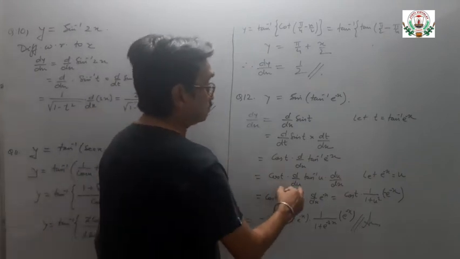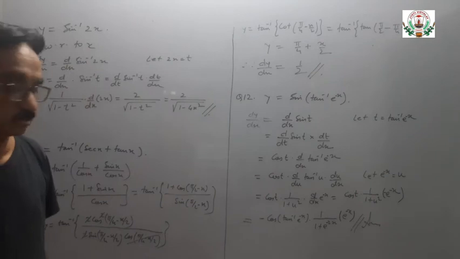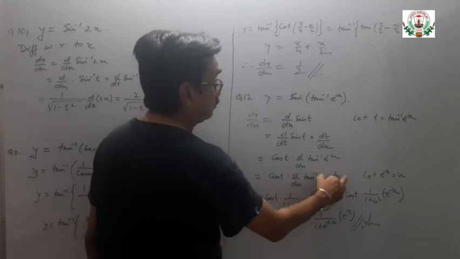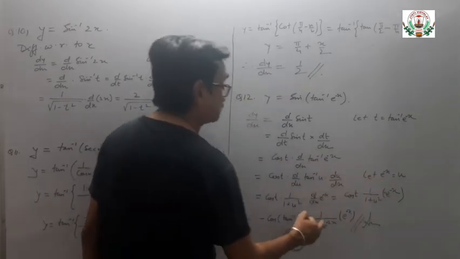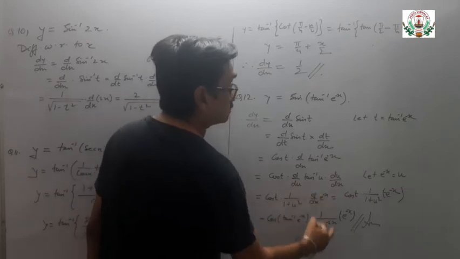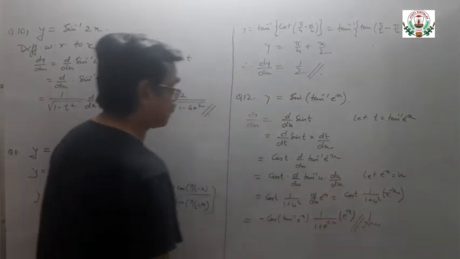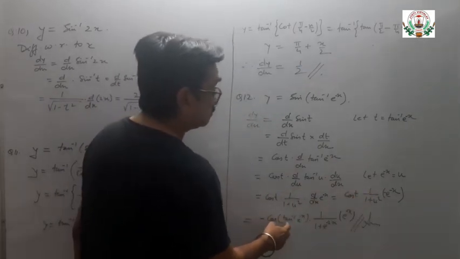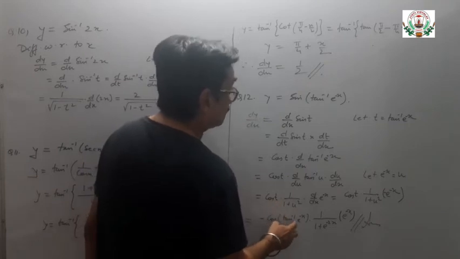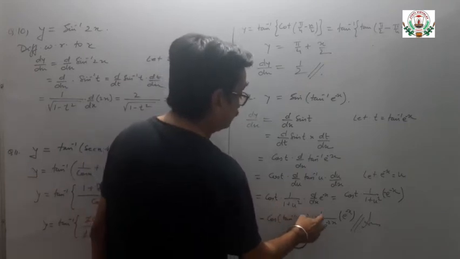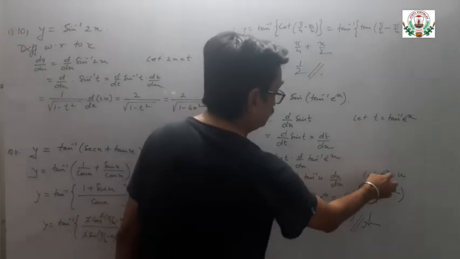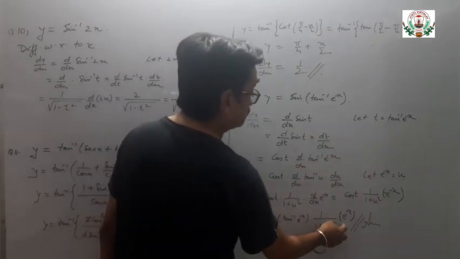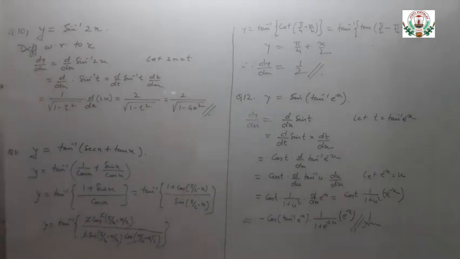So d by dx of tan inverse x is 1 upon 1 plus x square. So d by du of tan inverse of u will become 1 upon 1 plus u square, and du by dx, as u is e to the power minus x. So d by dx of e to the power minus x is minus e to the power minus x. So this minus comes in the front: cos tan inverse, the t value, tan inverse e to the power minus x, into 1 upon 1 plus u square. U square means e to the power minus x whole square will become e to the power minus 2x, into e to the power minus x. So that is our answer.